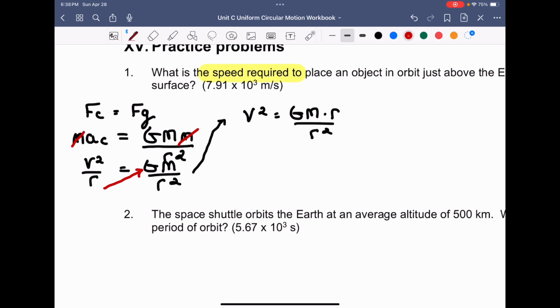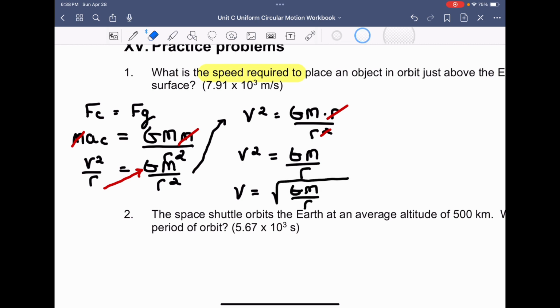Now, using our 10c skills, we cancel out one of the r's from the numerator and one of the r's from the denominator, and this gives us v squared equal to the gravitational constant times the mass of Earth over the radius of Earth. Lastly, v is equal to the square root of GM over r. Perfect.